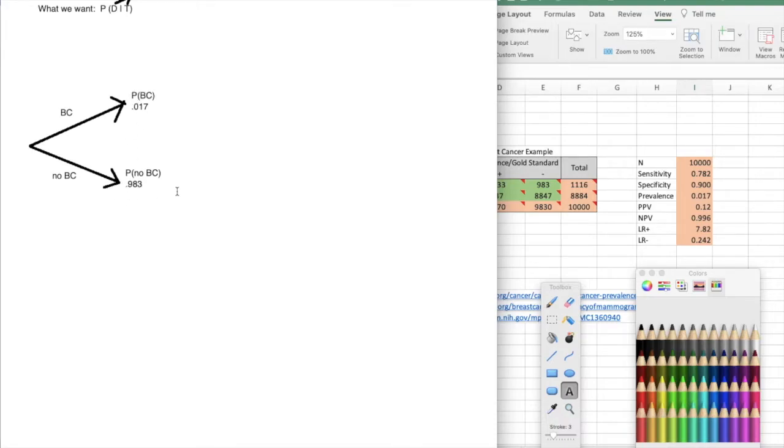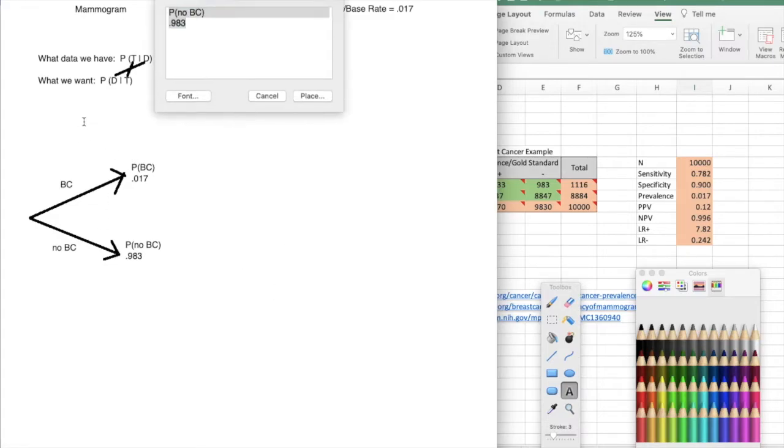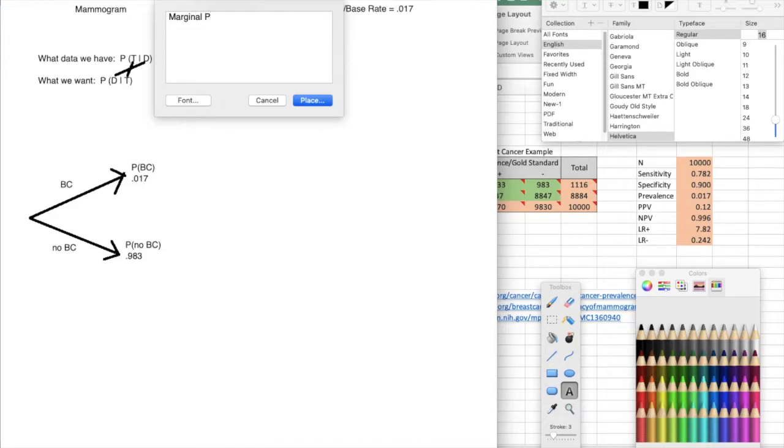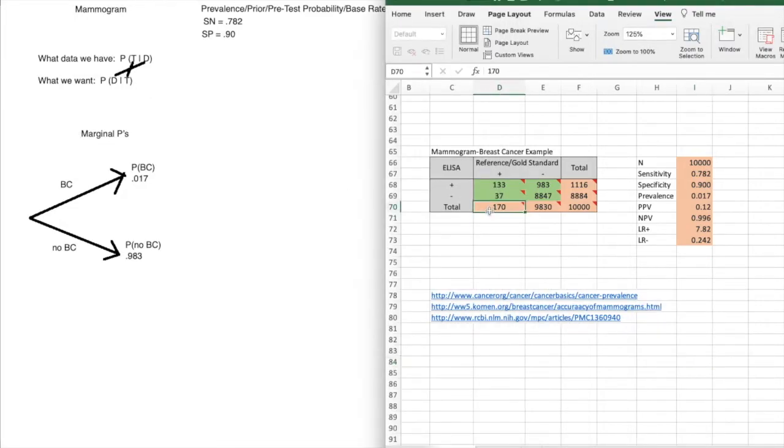Each branch will add up to 1. So every level of these probabilities, these two numbers will add up to 1. Another branch over here always adds up to 1. And by the way, this first level here, these are called marginal probabilities. Marginal because they come from the margins of the contingency table. These are the margins. Prevalence data comes from the margins. Okay?